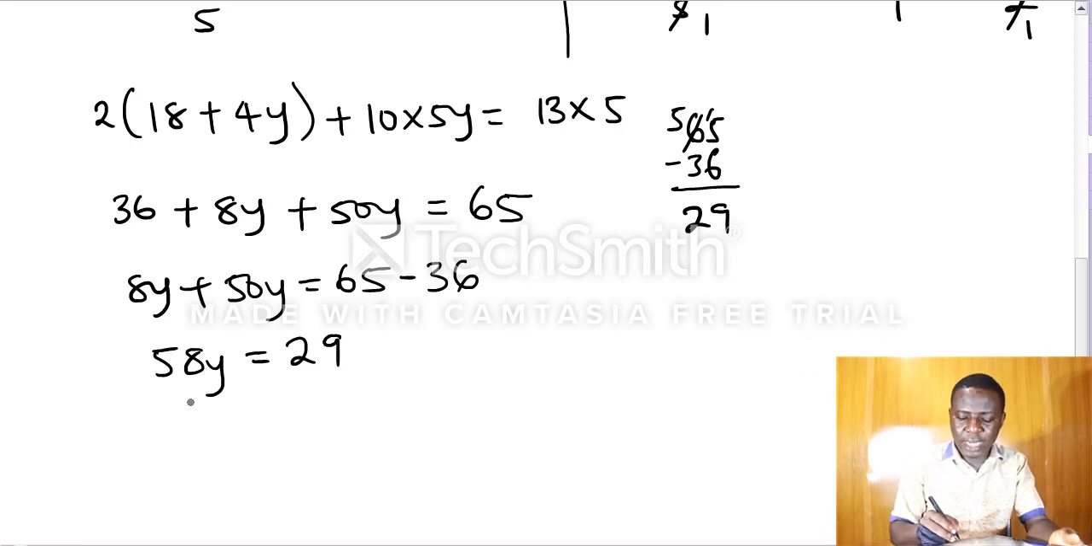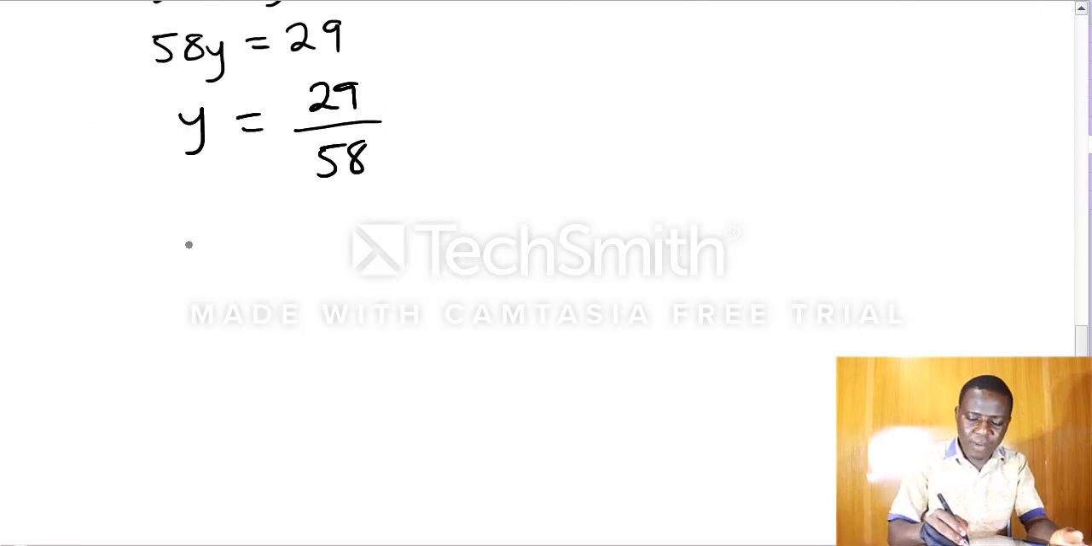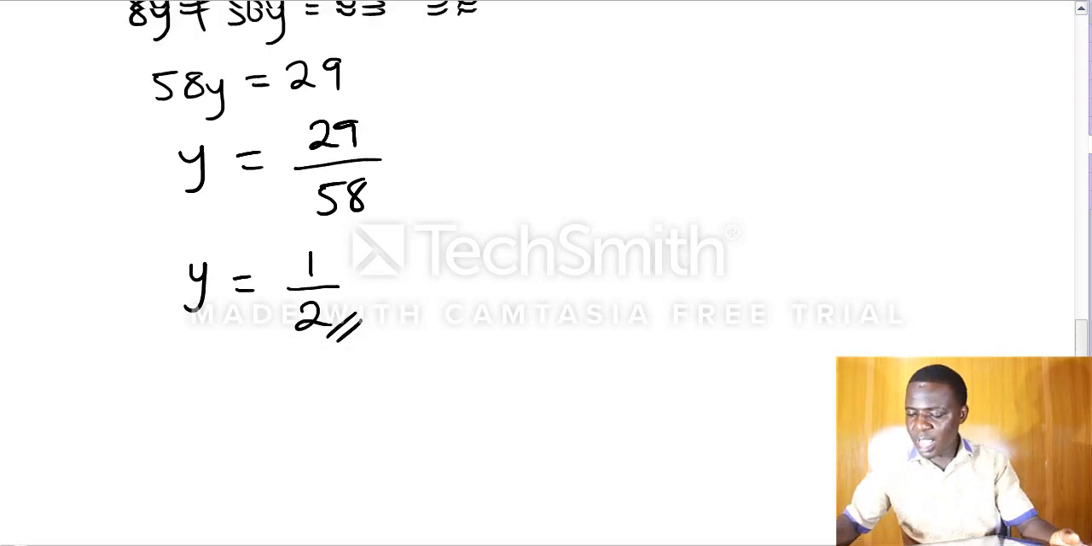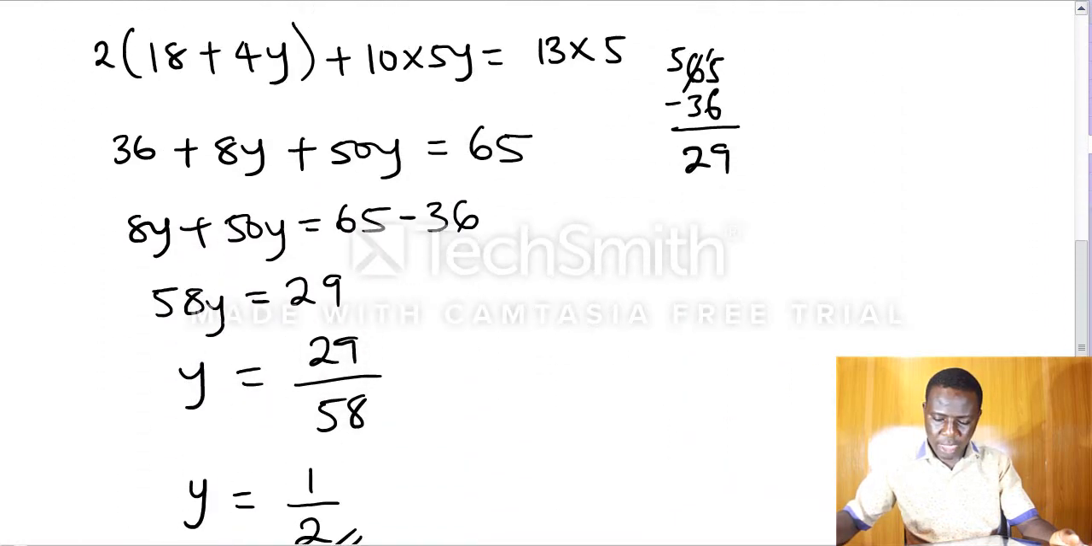So if this is 29, what is our y? y will be equal to 29 divided by 58. And 29 divided by 58 is 1 over 2, which is half. I have gotten my value for y to be half.